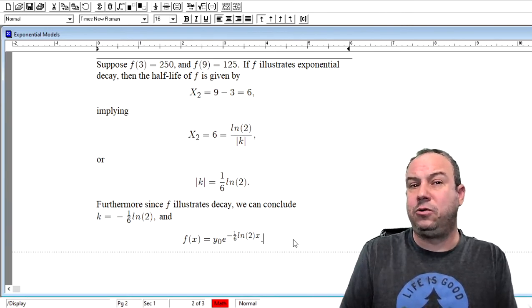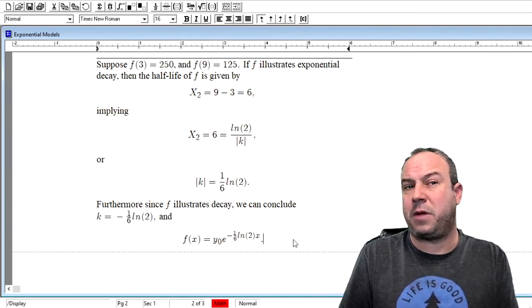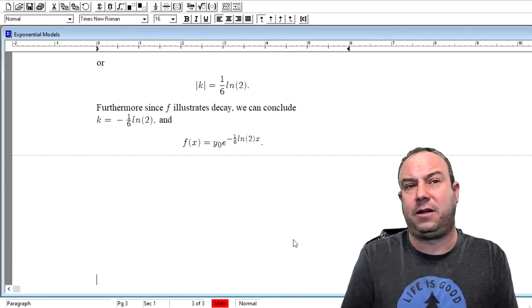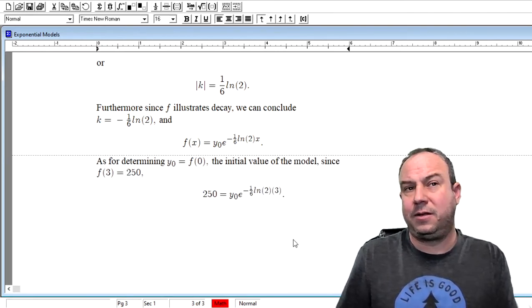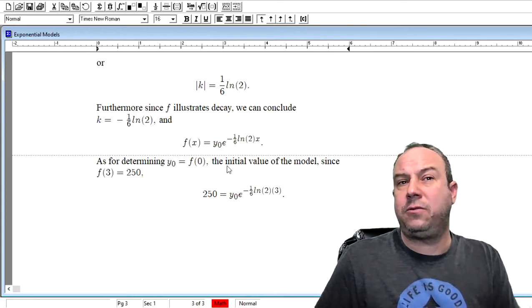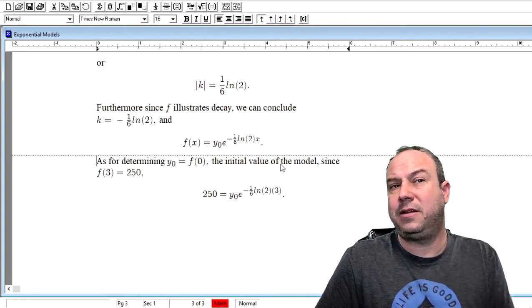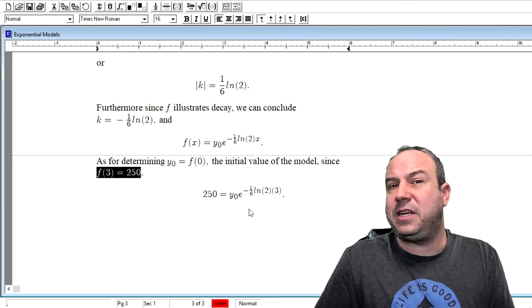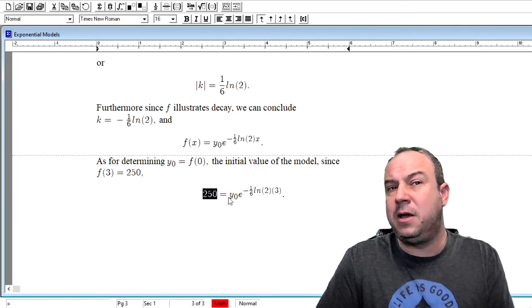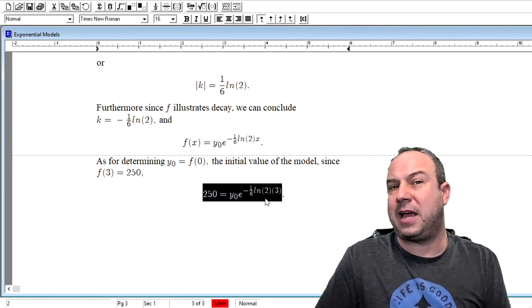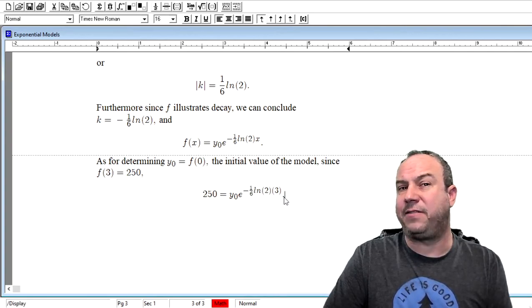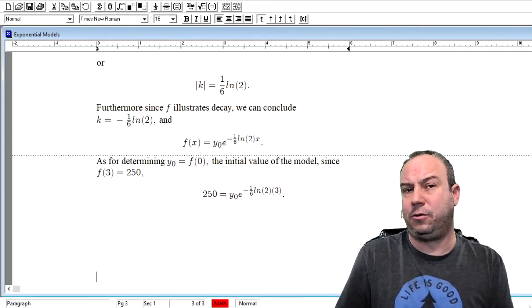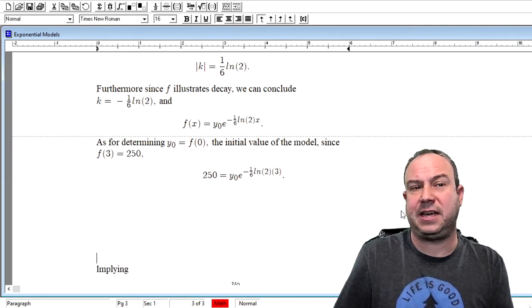Where I can now use this information to go about solving for y null. As for determining y null, f of 0, we might note the initial value of the model. To determine the initial value of the model y null, since f of 3 is equal to 250, we can say that 250 must be equal to y null times e to the negative 1/6 the ln of 2 times 3, or negative 1/2 the ln of 2, if we simplify the 3 with the negative 1/6.